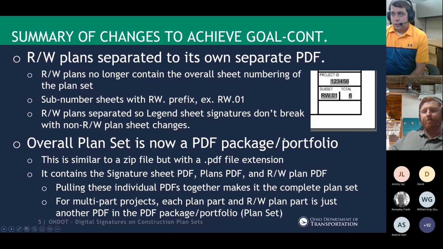The last change here is, since we are separating out these parts of the plan to separate PDFs, we still need a way to contain all of those sheets into one file. And so we're going to do that through a PDF package or portfolio, depending on what software you're using. You can think of this as a zip file, but instead of a .zip extension, it's a .pdf extension. So that is how we're going to keep all of these individual PDFs that we just broke apart into one.